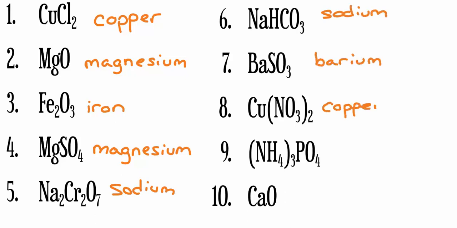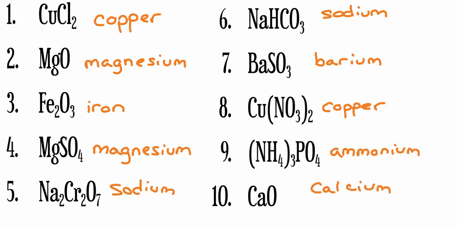Next, copper. The ninth one has parentheses around the very first one. Parentheses are a strong indicator that we have a polyatomic ion. This is the only one that you have to worry about that is a positive cation. This is ammonium. And finally, we have calcium.